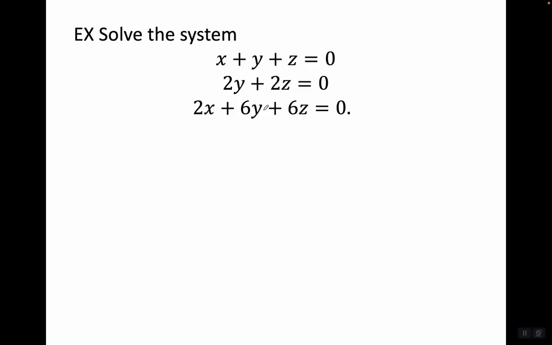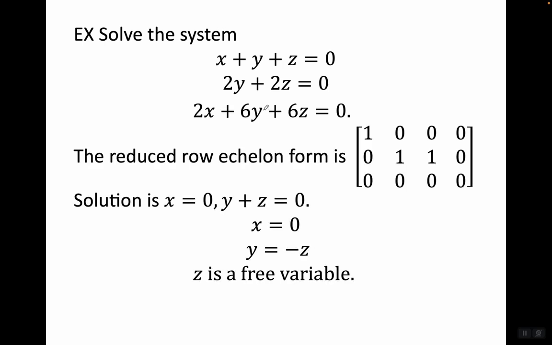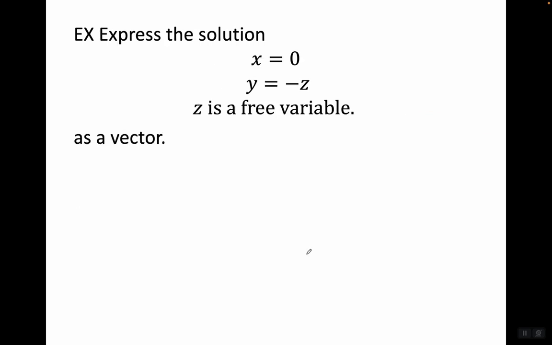Let's solve the system x + y + z = 0, 2y + 2z = 0, 2x + 6y + 6z = 0. The reduced row echelon form of this matrix is going to look like this. Again, you get this matrix in augmented form, you look at the reduced row echelon form, and you'll end up with this. The solution is x = 0, y + z = 0. So x = 0 and y = −z. That means z is a free variable.